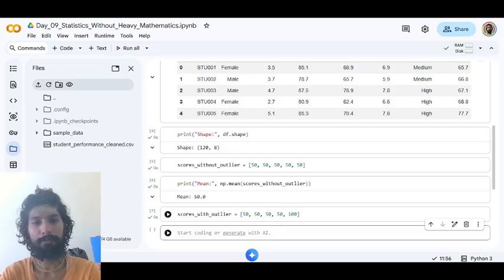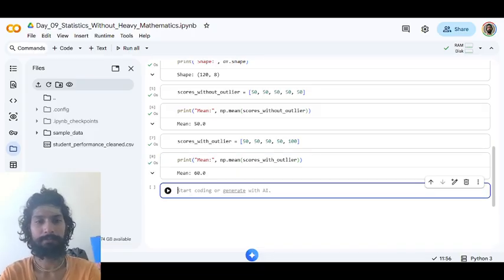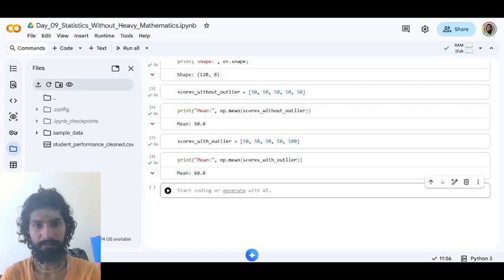Calculate the mean again. Before running it, predict what will happen. Will the mean remain 50? No. The high value of 100 will pull the mean upward. Run the cell. The answer is mean 60. This shows us that mean is affected by extreme values.